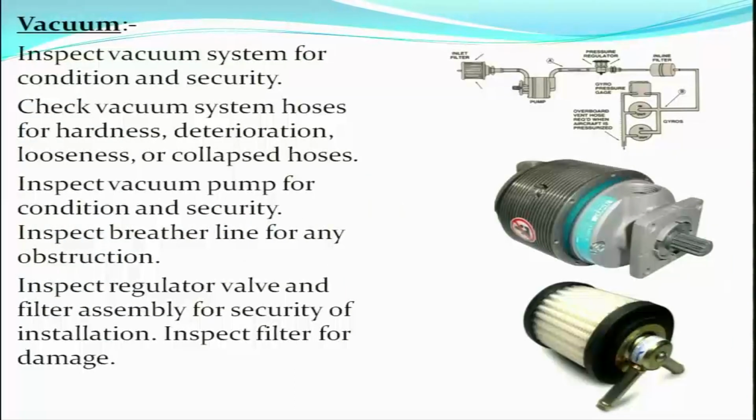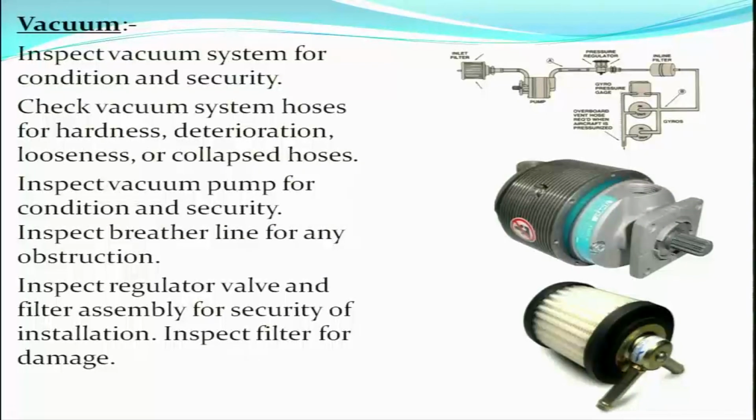Next comes your vacuum system. Inspect vacuum system for condition and security. In the diagram, you can see this is a vacuum system here. This is your dry air vacuum pump. This is your filter, the central air filter. So in this 100 hours inspection, you will check the vacuum system for condition and security.